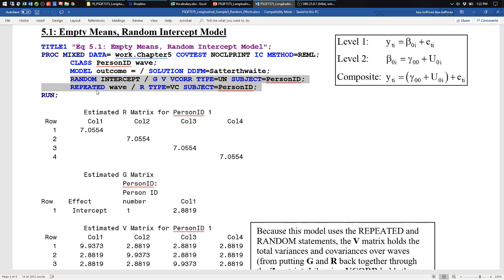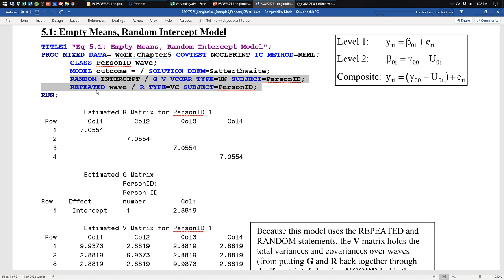So I'm asking for a random intercept. So my G matrix is just a scalar. It's going to have one thing in it, the intercept variance, which is going to be level random intercept, 1 or 2? 2. Between or within? Between people, yep.